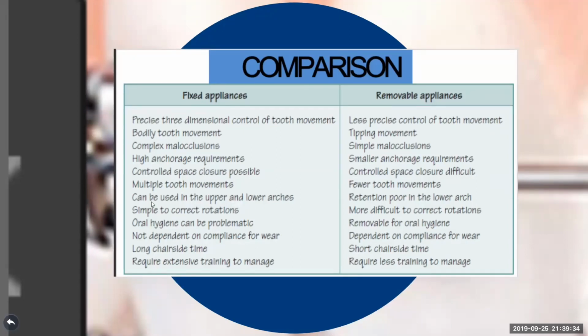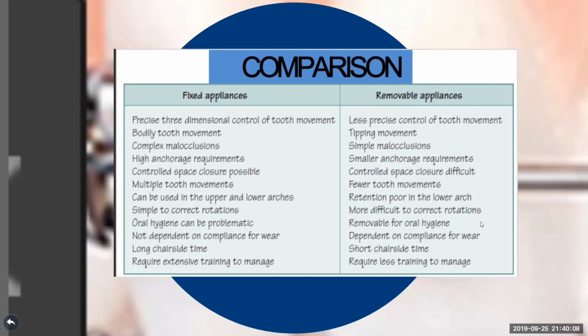So here in the fixed appliances we can use multiple tooth movements. This can be used in the upper and the lower arches. However, removable appliances in the lower arches are notorious because of the retention problems, because of the inclination of the teeth and because of the high undercut area in the lower arch. So removable appliances are very popular in the upper arches, but in the lower arch, because of the high undercut, removable appliances are not very popular.